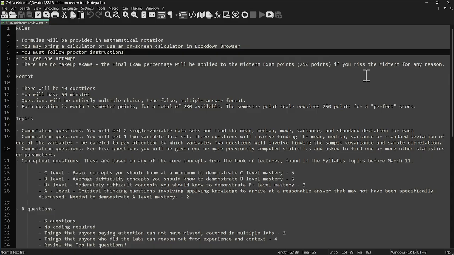A level questions. An A level question, if I were to just give you an exam and it were going to be multiple choice like this, you've got to do some critical thinking. These are applying knowledge to something that we may not have specifically discussed. So these are going to be things where you may have to take two concepts and put them together, or you may have to take a single concept and apply it to something.